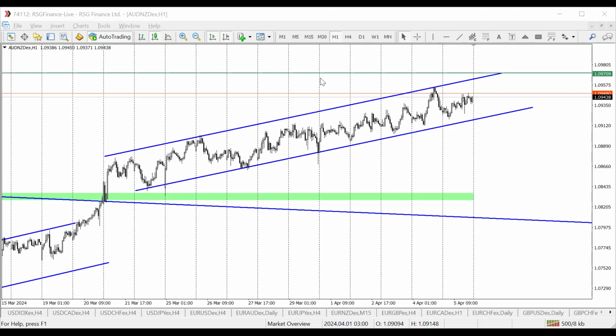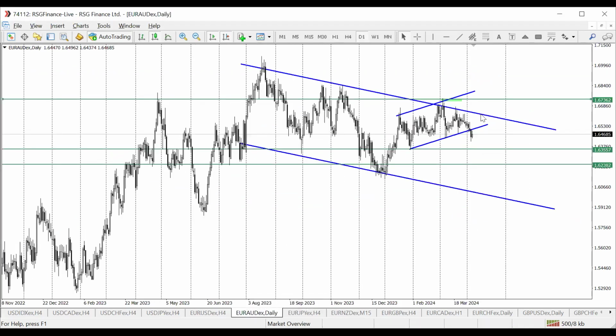Next pair I really like is Euro AUD, GBP AUD. These are fantastic trades for me. I like the setups I see there. So let's start with Euro AUD. First and foremost, we see that there is a downtrend, so price has the structure of a downtrend.